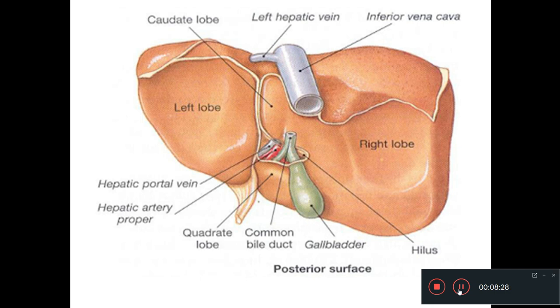Yes, so we are seeing the posterior inferior surface of the liver, and here we can see one ligament, ligamentum teres. Here lies the gallbladder, the caudate lobe and the quadrate lobe, the right lobe and the left lobe, and the inferior vena cava. And the surface is the posterior inferior surface.